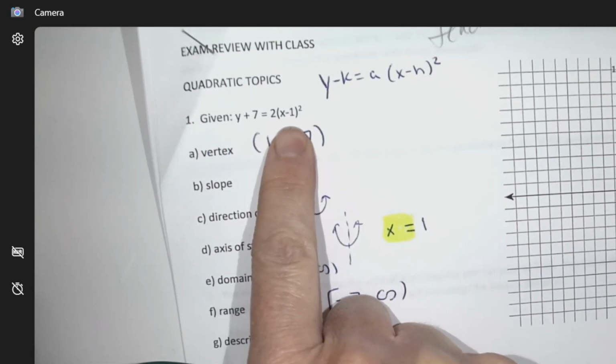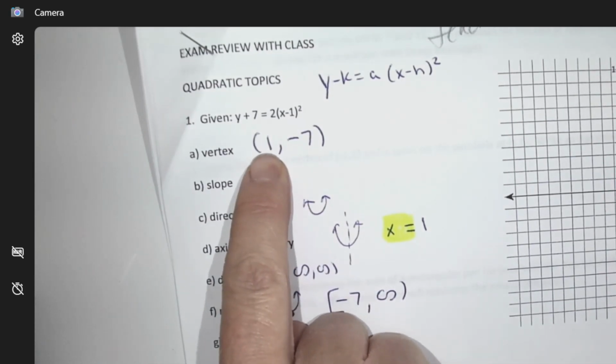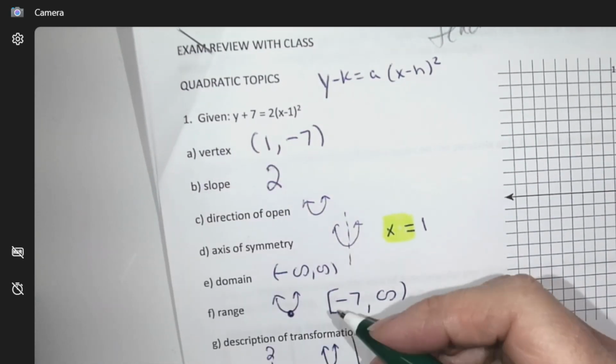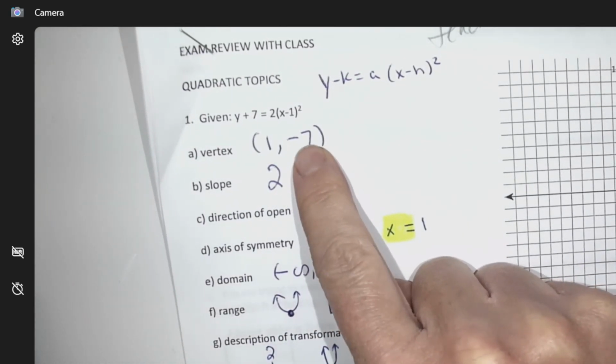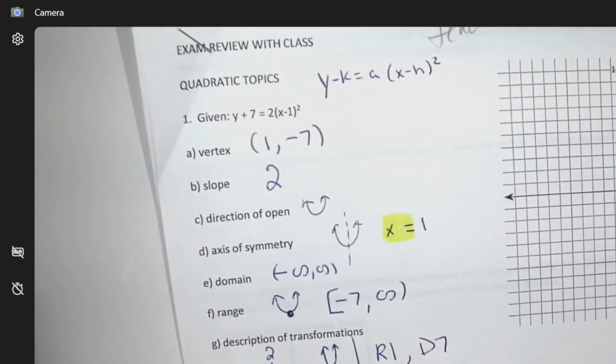And then the 1 made it move. Well, obviously, where's this coordinate? Right 1 and down 7.